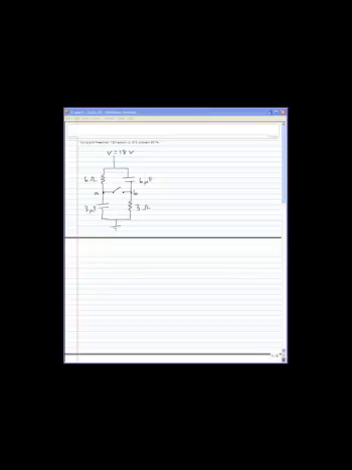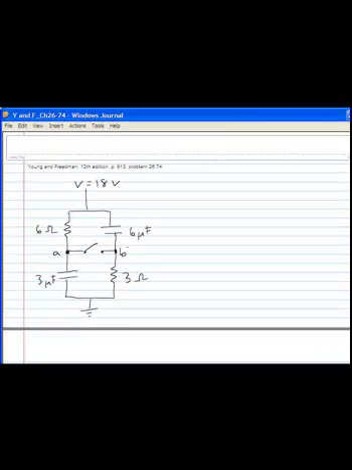We have a configuration here of two resistors and two capacitors, and we're asked to find delta V across A and B when the switch is open and when the switch is closed. And just for fun, let's go ahead and find the charge on those capacitors in both cases.